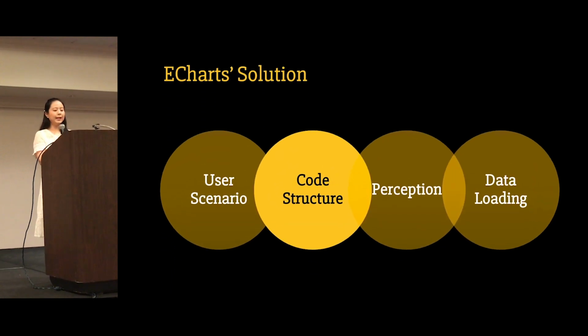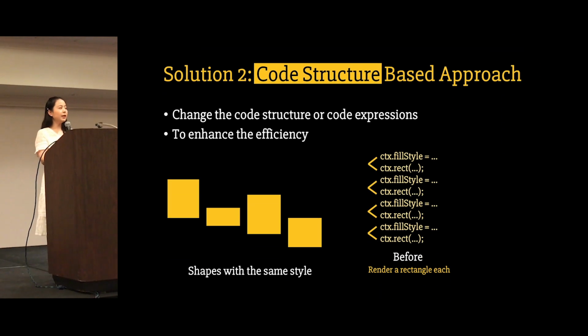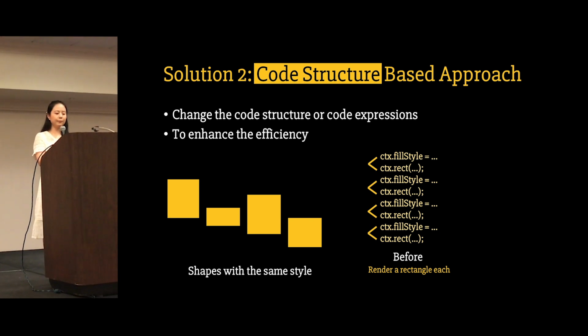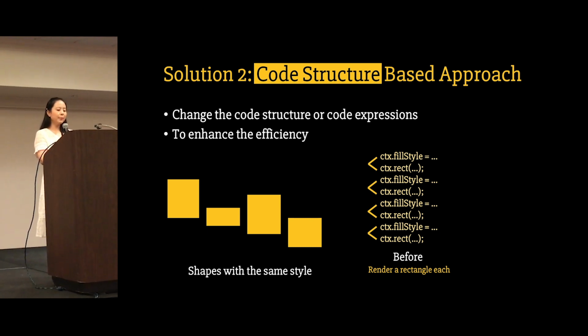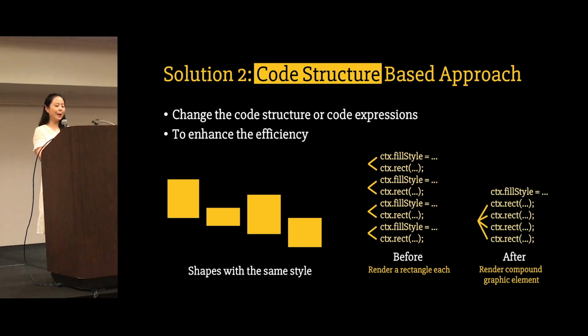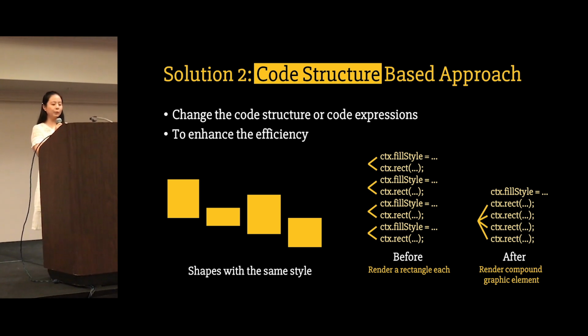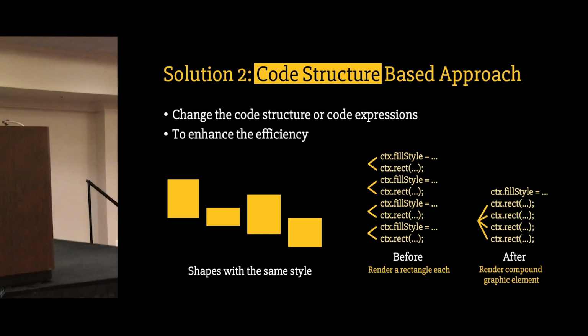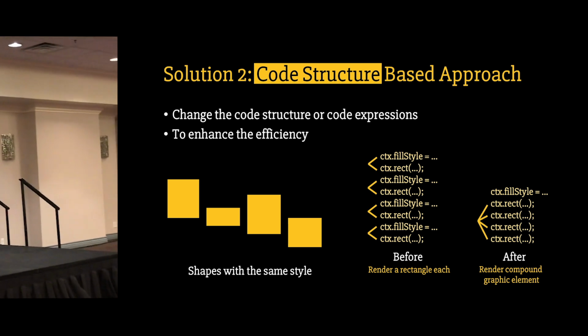The second approach we'd like to share is code structure based. Sometimes we need to change the code structure or code expressions to enhance the efficiency. Let's take bar charts for example. When rendering each bar, we need to set the canvas view style and draw the rectangle. If this is a bar chart with big data, we may merge these bar rectangles into a single compound graphic element. In this way, the canvas view style is set only once at the beginning, and draw functions are called multiple times.